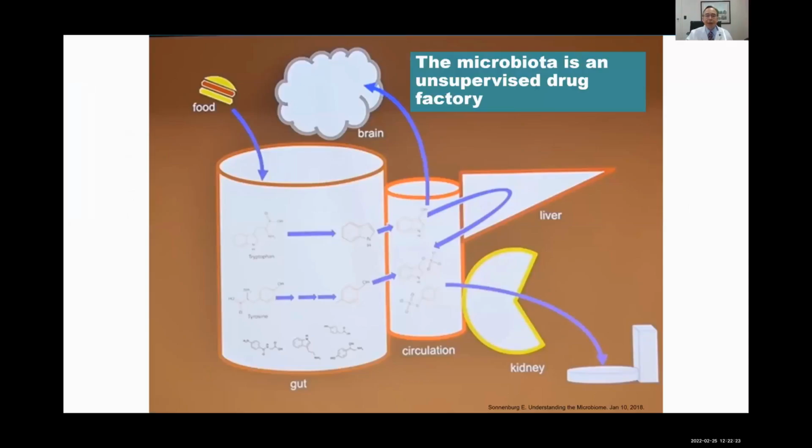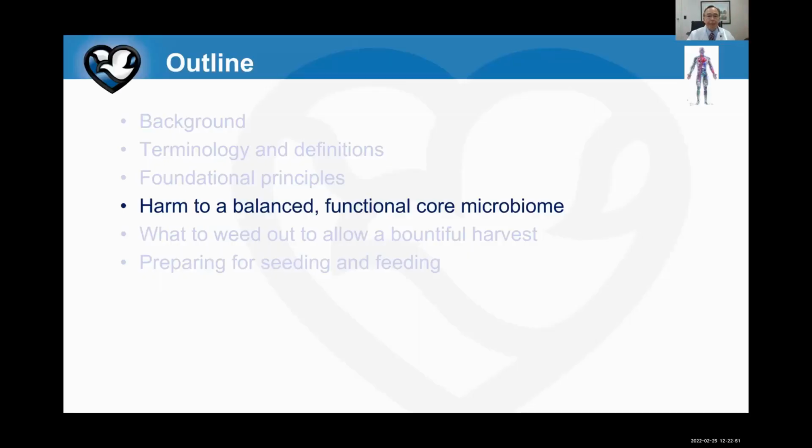The microbiota is like an unsupervised drug factory. If we look at the molecules circulating in your bloodstream, it's now estimated by the experts that up to 50% of those molecules circulating in your bloodstream are coming from your gut microbiome. And this can include DNA, RNA, proteins, or just simple molecules. And these are, again, upregulating, downregulating genes, and so on.